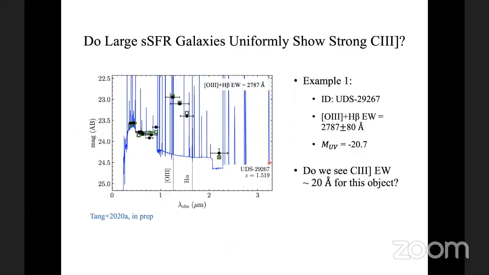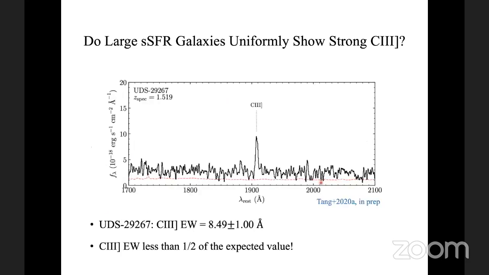So here I test this scenario with our sample. Here I show an example with very large O3 plus H beta equivalent width of about 2800 angstrom. If the carbon-3 is uniformly strong in this population, we fully expect to see a carbon-3 equivalent width of about 20 angstrom in this object. But surprisingly, when we measure the spectra, we found the carbon-3 equivalent width is only 8.5 angstrom for this object, much below what we expected. So what's happening here?